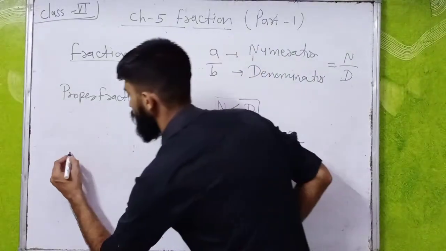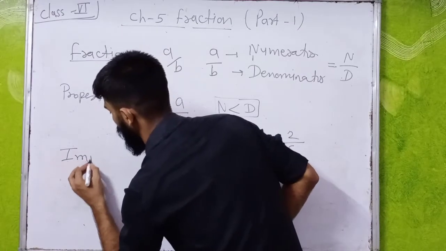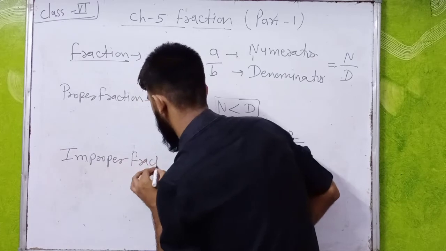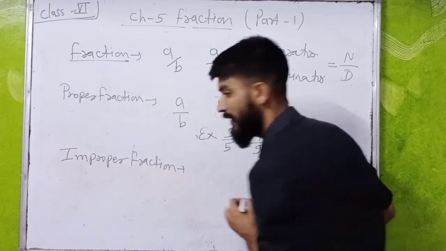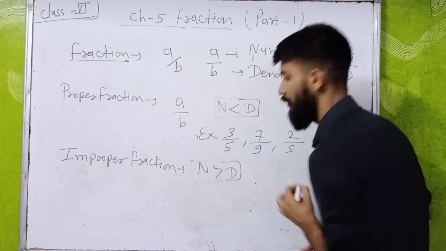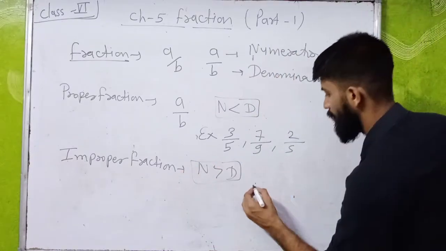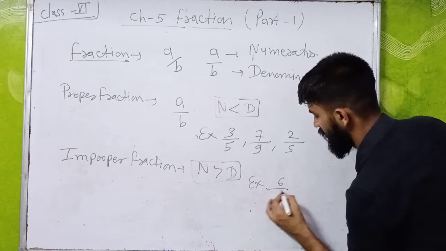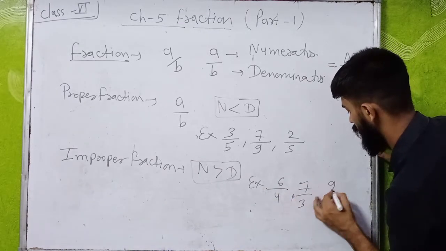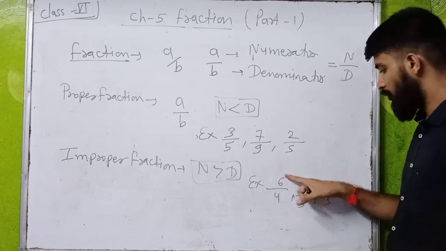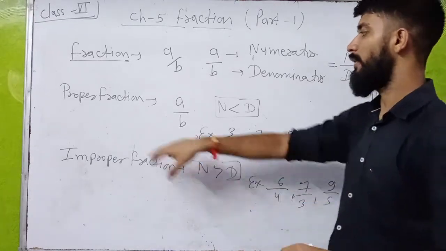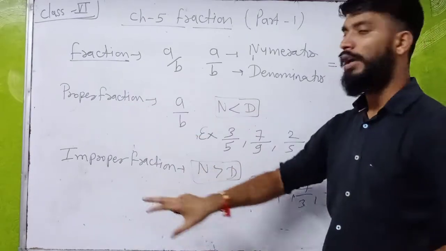Now, improper fraction. An improper fraction means the numerator value is greater than the denominator. For example, 6 upon 4, 7 upon 3, 9 upon 5. Here you can see the value of the numerator is greater than the denominator. So this is the simple concept of proper fraction and improper fraction.